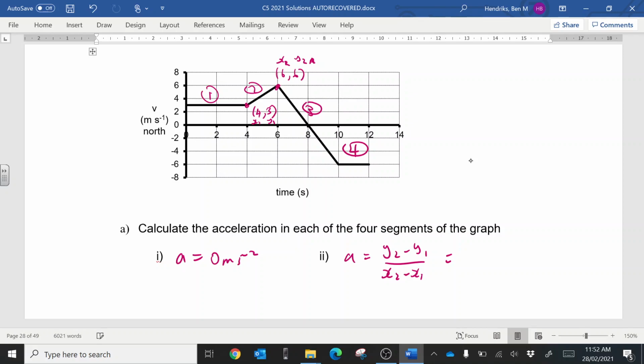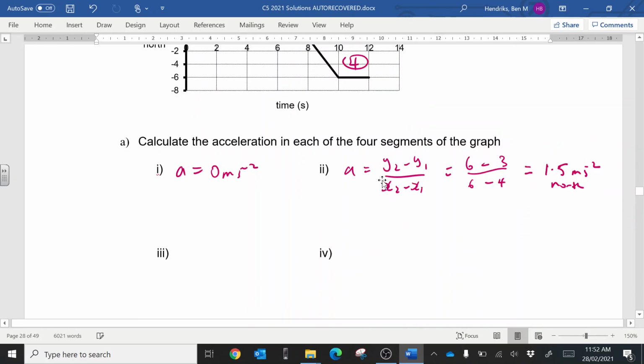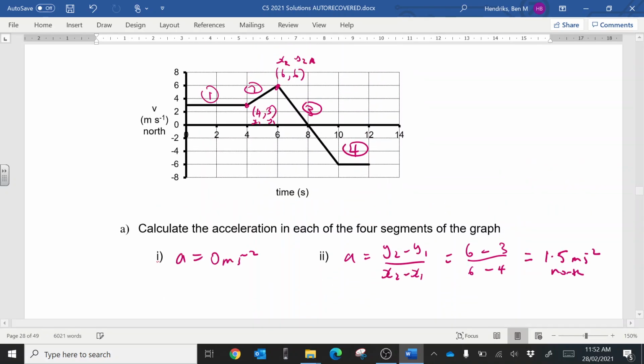Alright, we'll get there eventually. It's actually easier just to do rise over run, isn't it? So y2 is 6 minus 3 over x2, which is 6 minus 4. And if you remember from when we did this in the other example, it ends up being 3 over 2, so it's equal to 1.5 meters per second squared north as well.